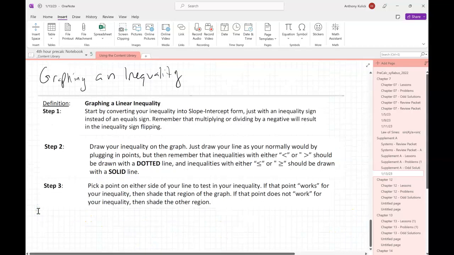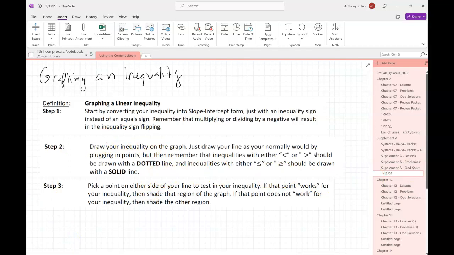And then the last step is going to be that we need to shade on one side of our line or the other. To determine which side we should shade on, you can pick a point from either side, plug it in, and see if it satisfies the inequality. If it does, you shade in that direction. If it didn't, you shade in the opposite side. Or you can just use the inequality symbol itself, which would be enough also.